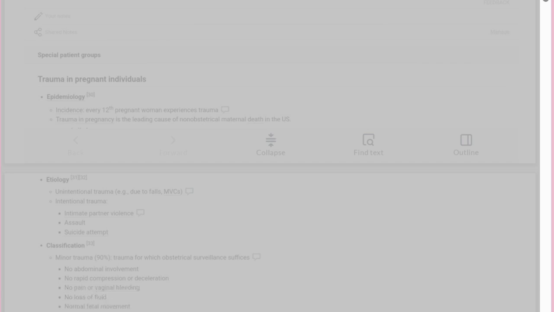Normal fetal movement. Major trauma, 10% of trauma, requires further assessment in a trauma center. Abdominal involvement with abdominal pain, signs and symptoms of internal bleeding, hematuria, vaginal bleeding and/or loss of fluid, loss of consciousness, rapid compression and/or deceleration, decreased fetal movement.